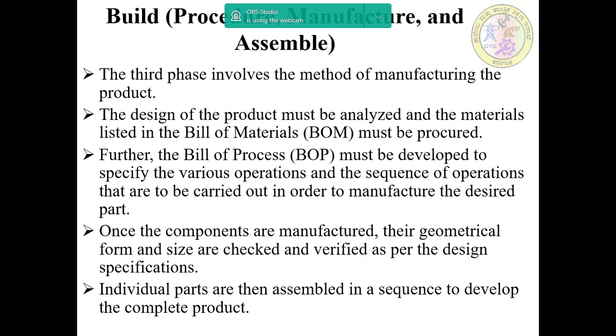The third phase is related to build. The third phase involves the method of manufacturing the product. Here, the design of the product must be analyzed and the materials listed in the bill of materials must be procured. Further, the bill of process must be developed to specify the various operations and the sequence of operations that are to be carried out in order to manufacture the desired part.